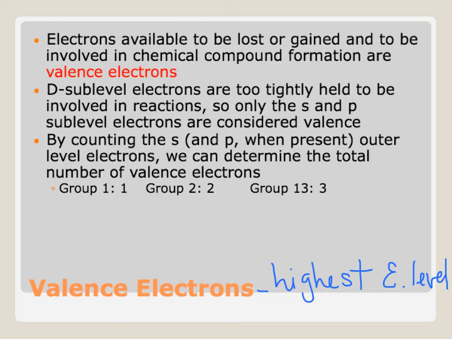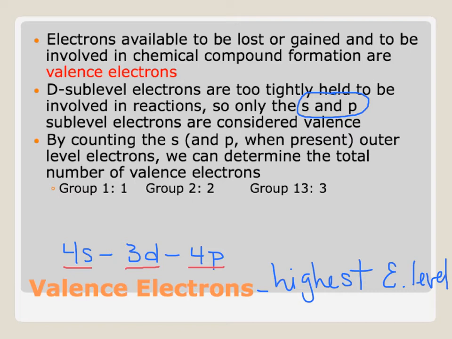Because of the way that energy levels fill and the amount of energy, we are only dealing with S and P electrons here. The D sublevel electrons are in a lower energy level. Remember, once we get up to 4S, then we fill 3D, then we fill 4P. So the highest energy level here is going to be energy level 4, S and P, because the D electrons are down in energy level. They're not in the highest energy level, so they're not considered valence electrons.